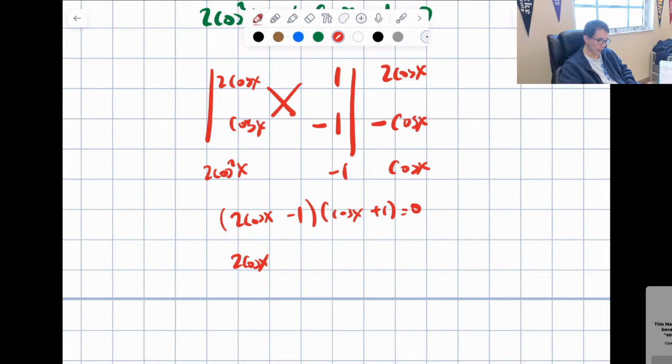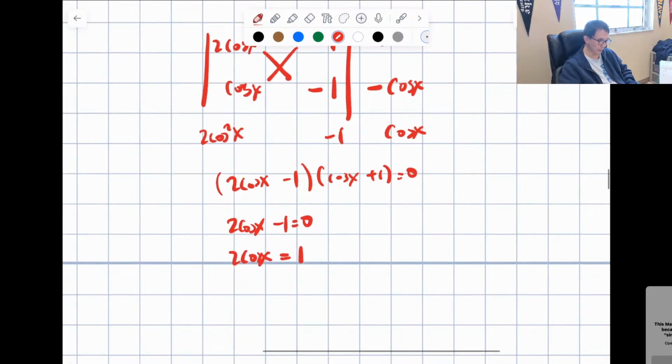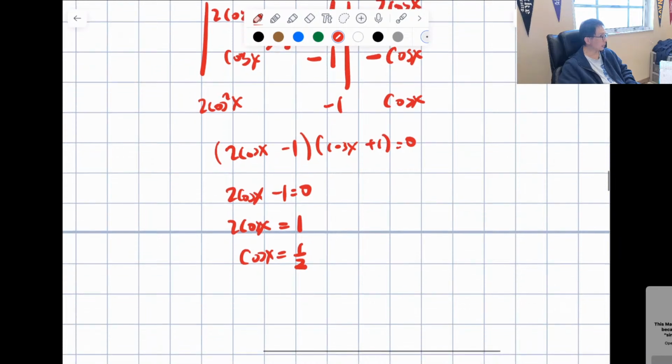This one is going to be minus 1 equal to 0. 2 cosine of x equal to 1. Cosine of x equal to 1/2. Guess what? You don't stop here. You're going to keep on going. When does cosine of x equal 1/2? X must be what? Pi over 3, good. And x must be what? 5 pi over 3, good.